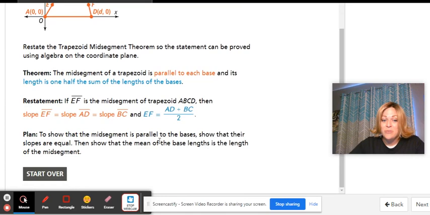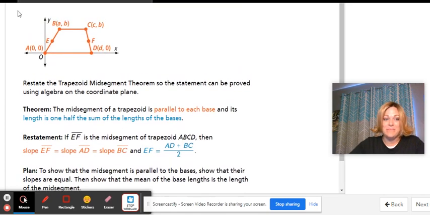When you do that, AD, that length is literally D. From B to point C, pause. The next thing you would have to show is that EF, that mid-segment, is the same distance as adding the bases together and dividing by 2.